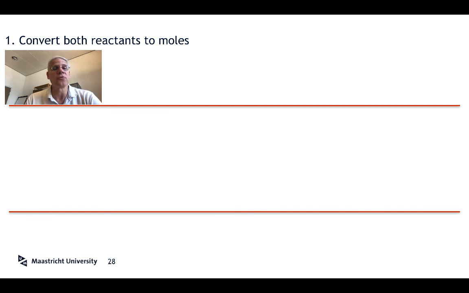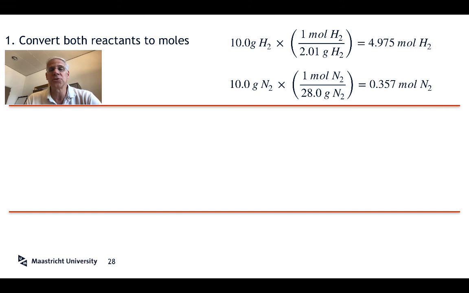So the first thing we want to do is convert both of our reactants to moles. Here we convert our H2 to moles, and we get 4.975 moles of H2. We get 10 grams of N2. We convert that to moles, and we get 0.357 moles of N2.